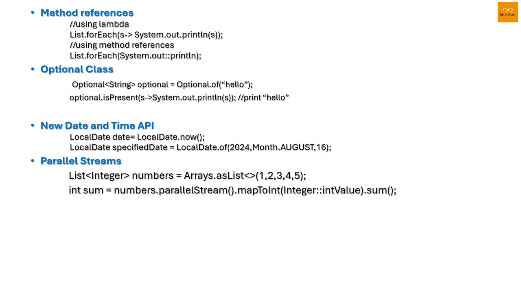Now the parallel streams. One more feature is parallel stream. Streams can be processed in parallel, utilizing multiple threads to perform operations concurrently. This can lead to performance improvements for large data sets. As you can see, we have a list, and we just need to call parallelStream to use parallel streams. Then we call mapToInt, which maps to integers, and then call sum, and it will return the sum. This is basically used in case of multi-threading.